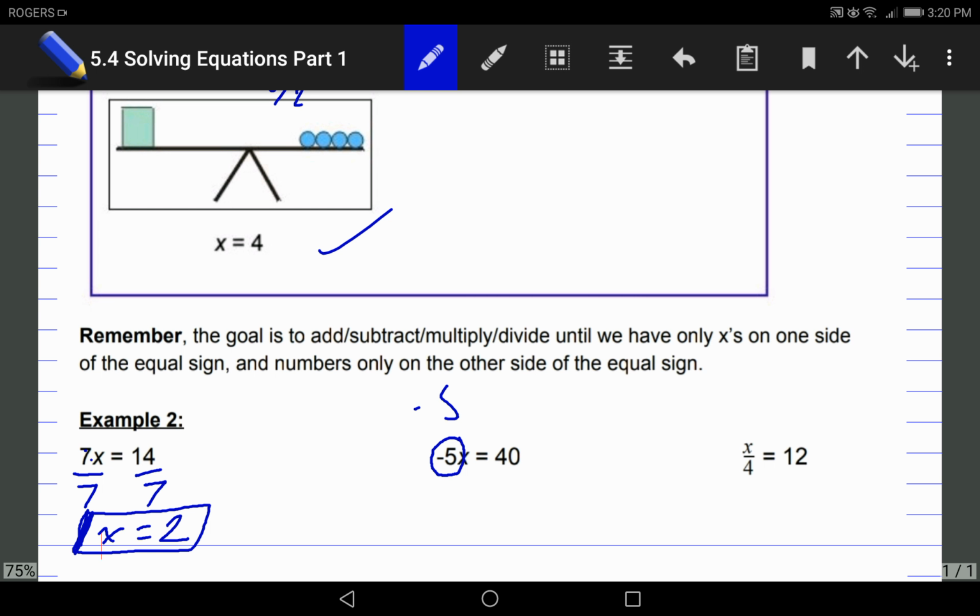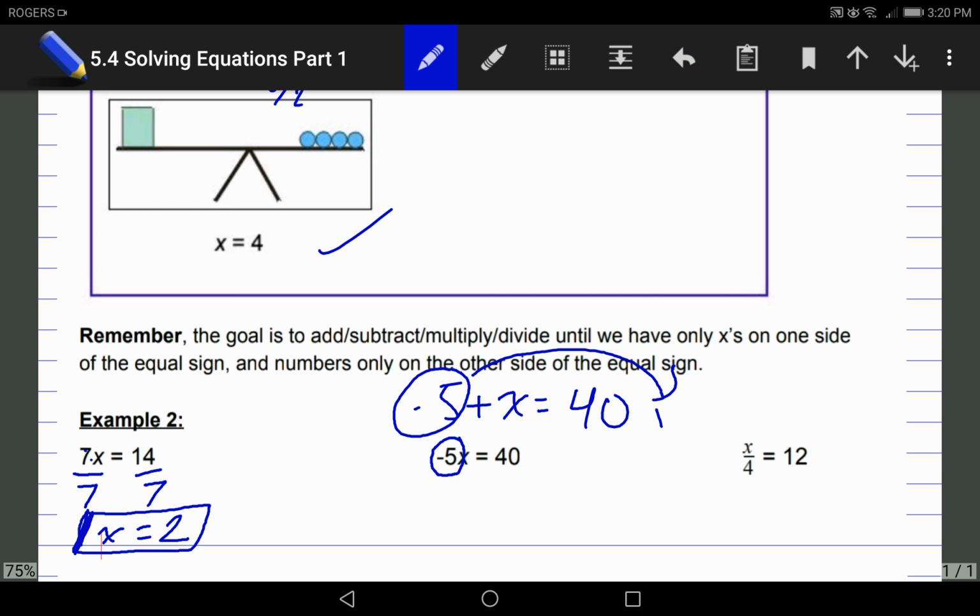It's not negative 5 plus x equals 40, right? It's not that. That's where we would have to take the minus 5 and add 5 on this side, right? That is not what we're doing. We are not dealing with addition and subtraction here.